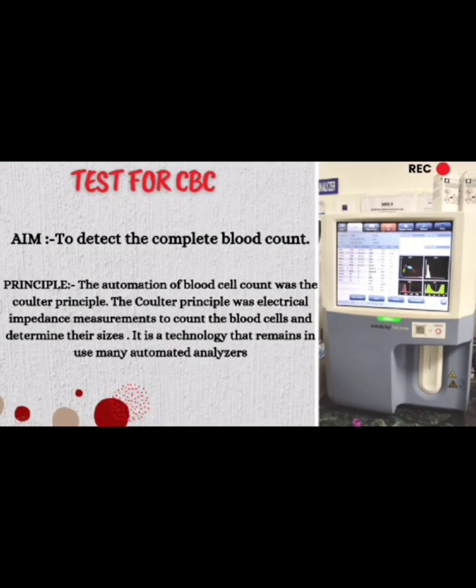The aim is to detect the complete blood count, and the principle states that the automation of blood count cells is known as the Coulter principle. The Coulter principle uses electrical impedance measurements to count blood cells and determine their sizes. It is a technology that remains in use in many automated analyzers.